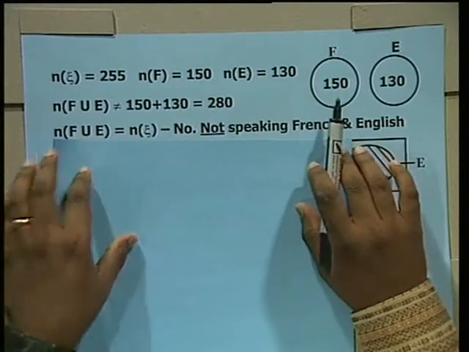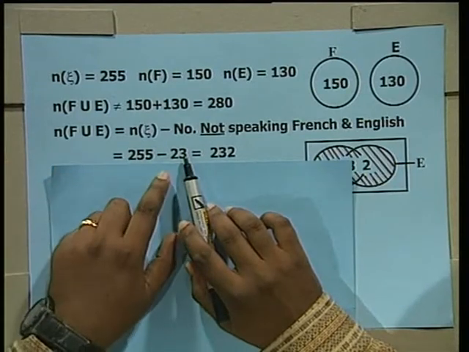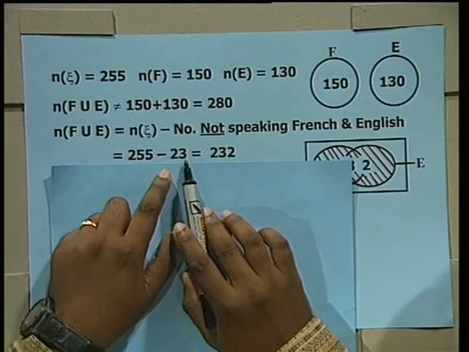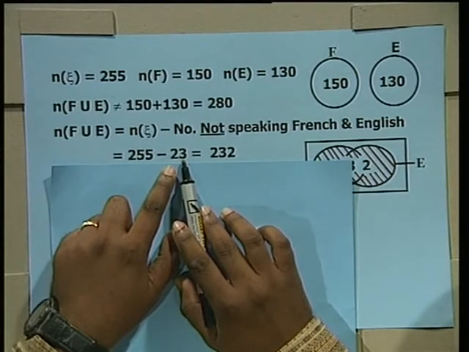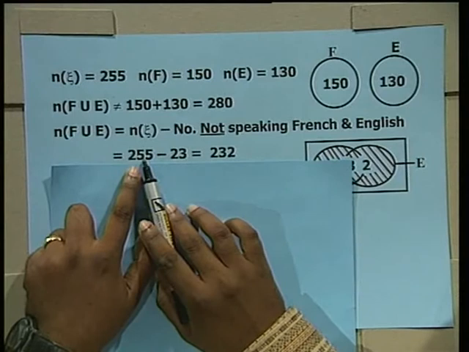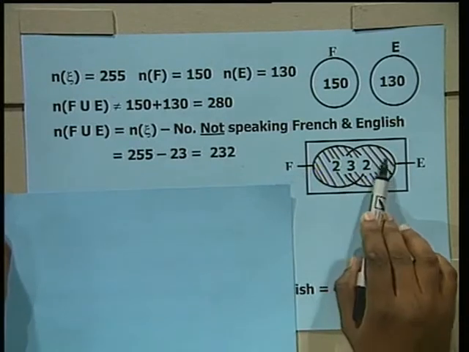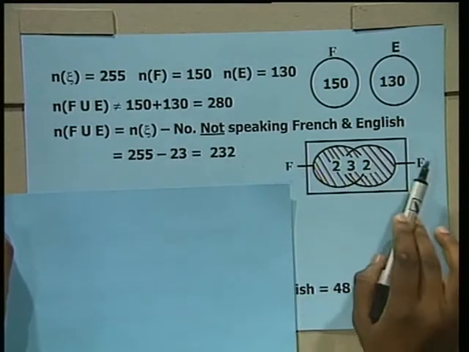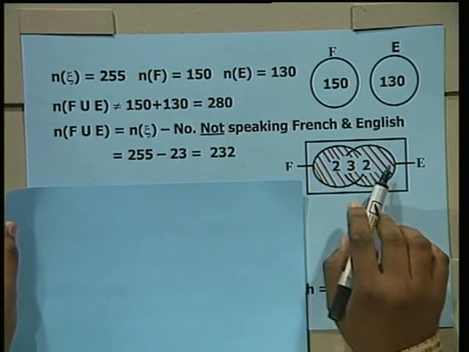So how we are going to find the number of elements in set F and E altogether? So we take the cardinal number of the universal set and subtract the number of tourists who do not speak English or French. So 23. We said that there are 23 tourists who neither speak English nor French. Therefore, 255 minus 23 is 232. That is, there are 232 tourists altogether who speak French and English. That is, who speak either French or English or both.